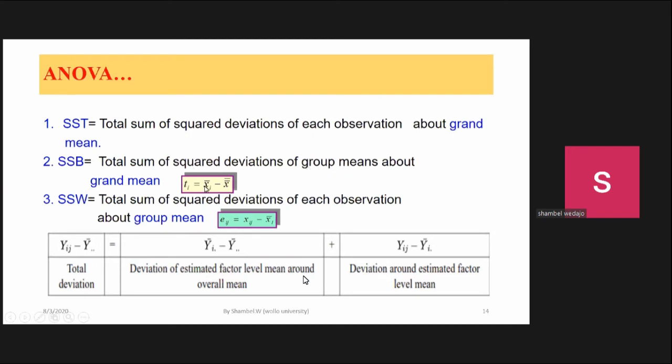Sum square total is equal to the sum of squared deviations of each observation about the grand mean. Sum square between is the sum of squared deviations of group means about the grand mean, so it is equal to how each group mean differs from the total grand mean.